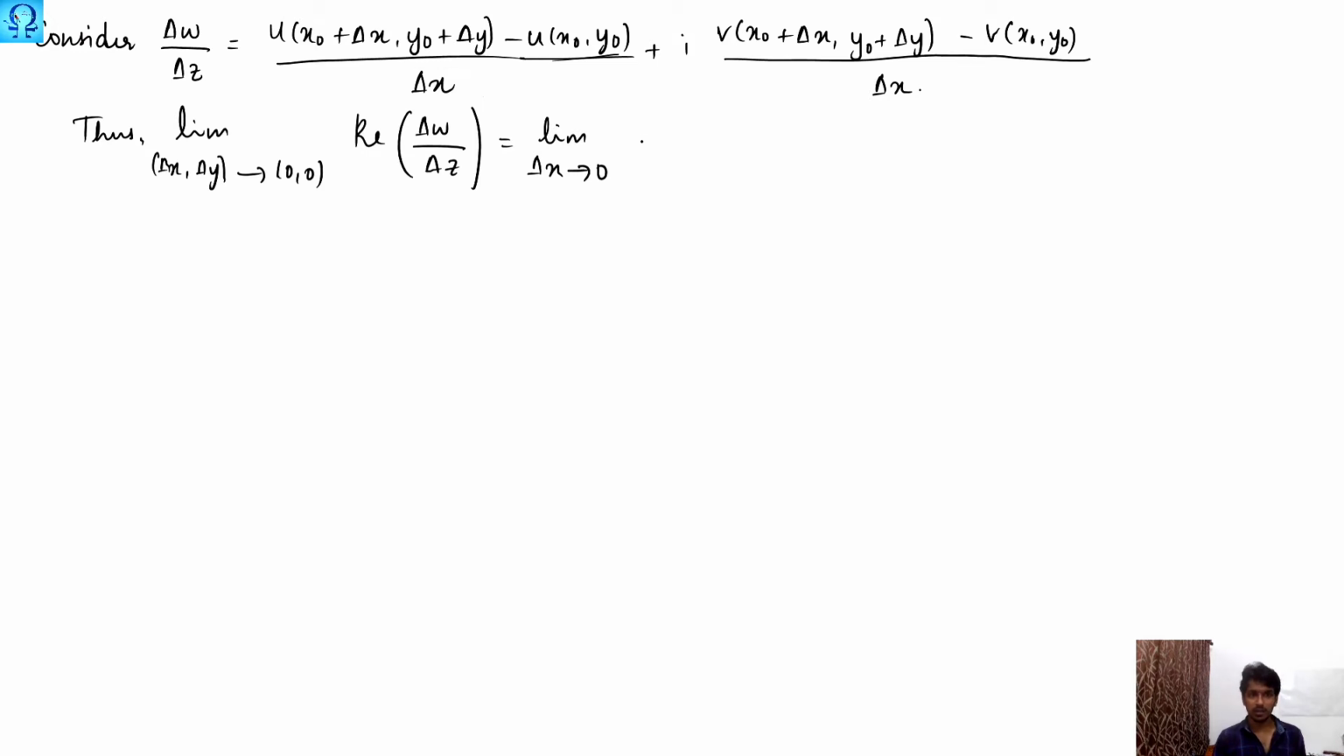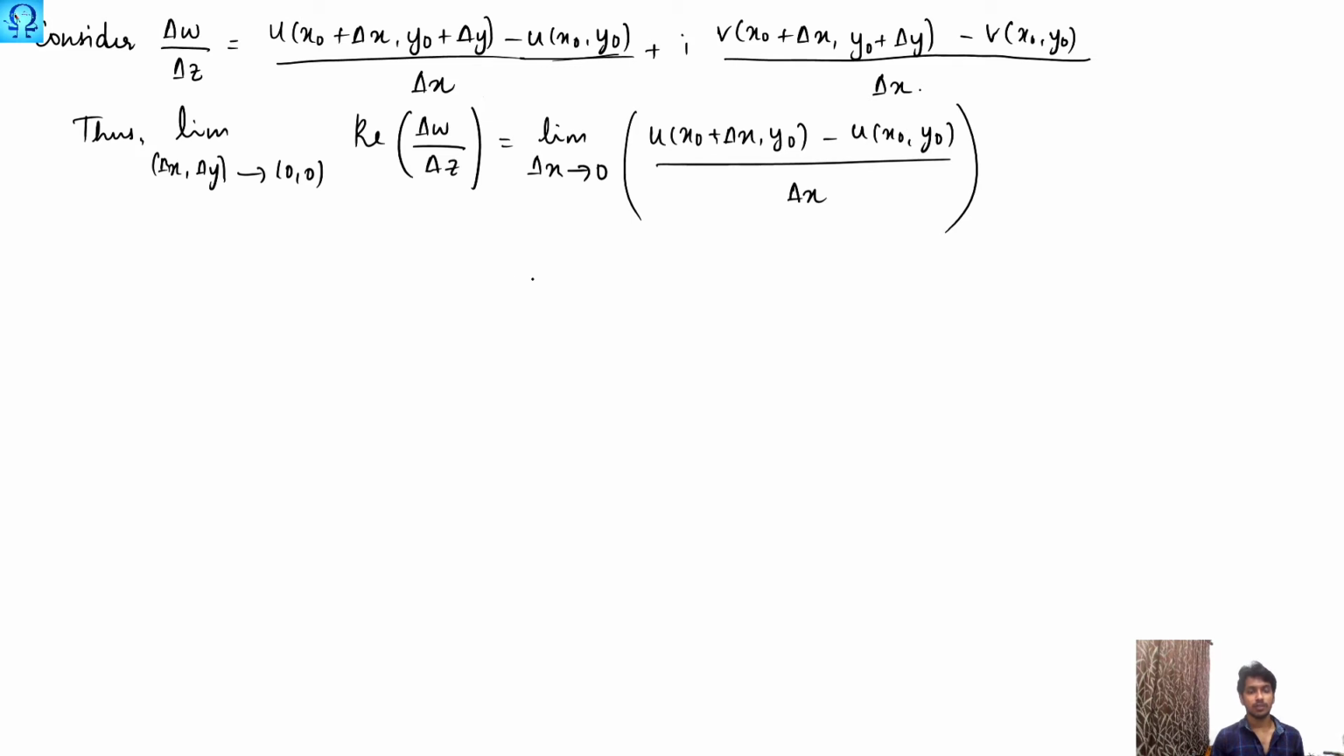Since delta y is trivially 0, if you plug in your delta y value to be 0 in this real part, you are going to have u of x naught plus delta x comma y naught minus u of x naught y naught upon delta x. So this is what you have. From this, what is it? It is simply the partial derivative of u with respect to x evaluated at the point x naught y naught, and this shall also be written as ux evaluated at the point x naught y naught.